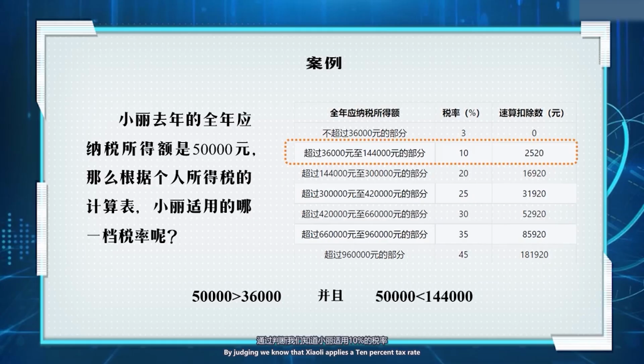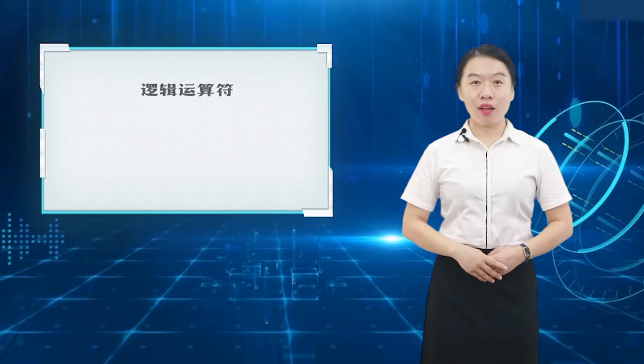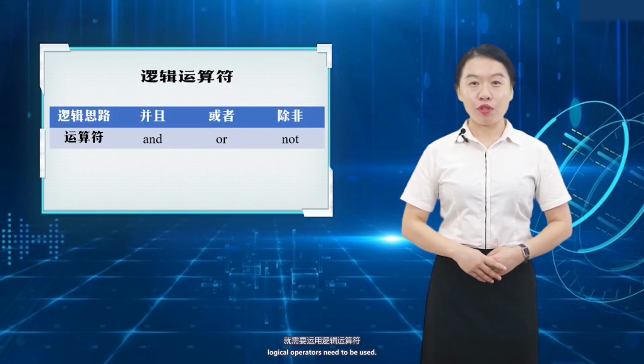By judging, we know that Zhao Li applies a 10% tax rate because her annual taxable income is between 36,000 yuan and 144,000. Translated into logical language, it is that 50,000 yuan is greater than 36,000 yuan and less than 144,000. To program such logic, logical operators need to be used.